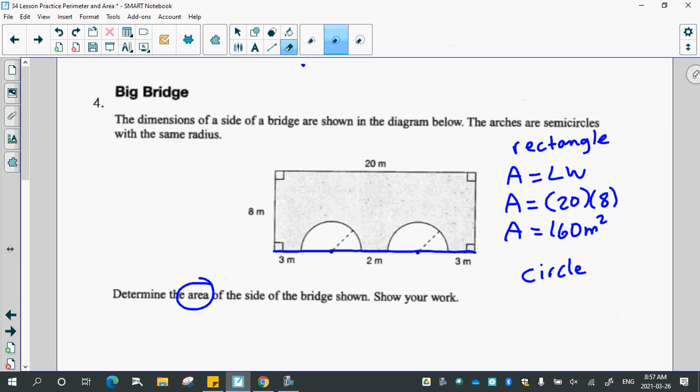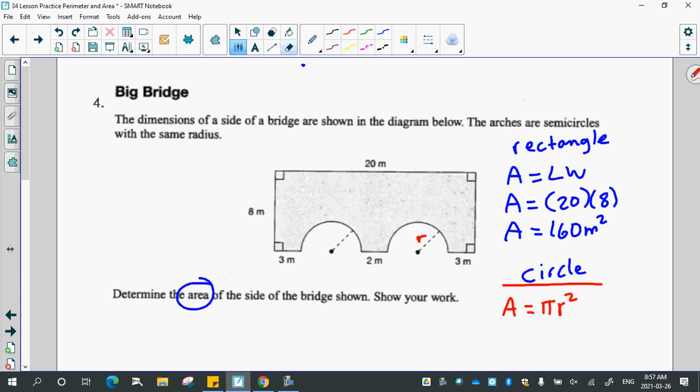Nice. Okay, so it doesn't tell us this radius. And if you look at the formula list for the area of a circle, it's pi times radius squared. So as Austin said, first of all, I need to know the diameter, and then I need to know the radius. Austin's idea was, I know this whole side's 20, and I'm going to first subtract off the 3, the 2, and the 3, which is 3, 4, 5, 8. So I'm going to subtract 8. So I'm left with 12 meters.